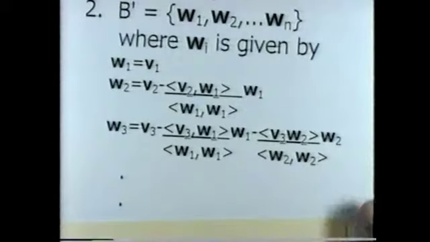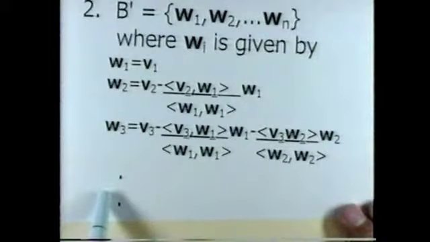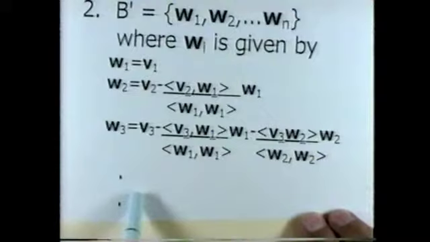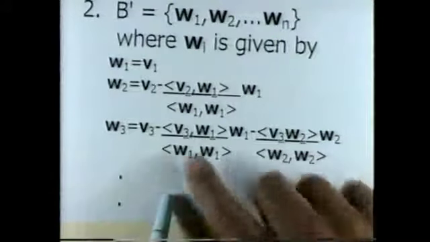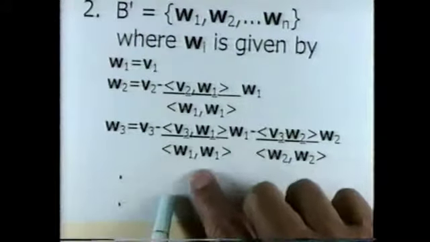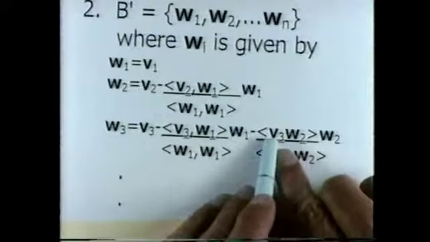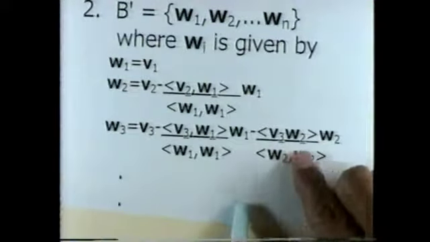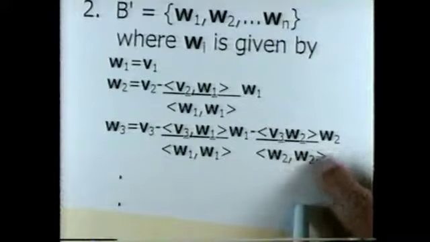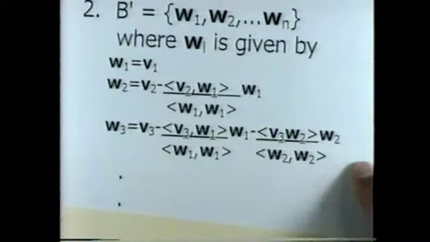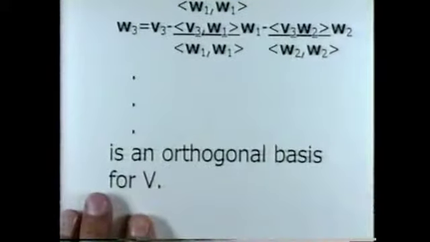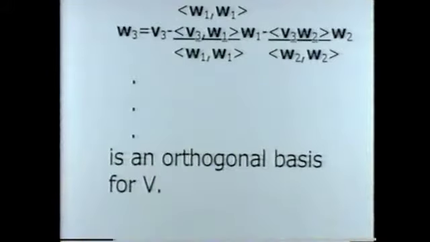Now, this is as far as I took it. I just said dot, dot, dot. But if you go out to Wn, then it's going to be Vn minus Vn with W1 minus Vn with W2 minus Vn with W3 and so forth, each with the corresponding inner product ratio. In other words, you build it as you go. So the W's will be an orthogonal basis for V.